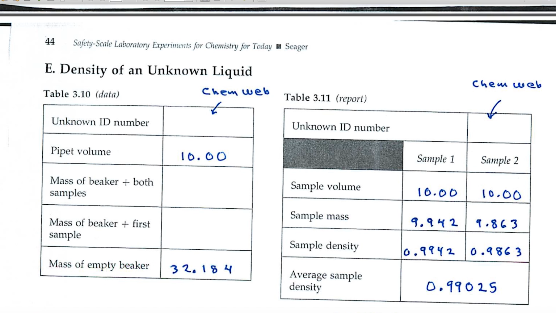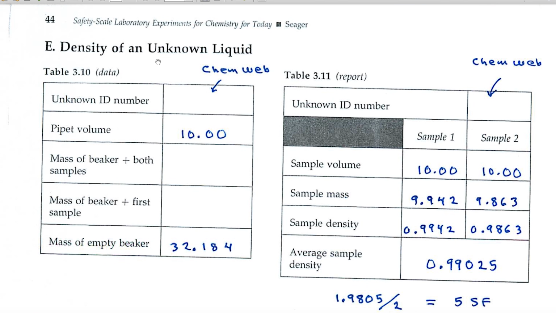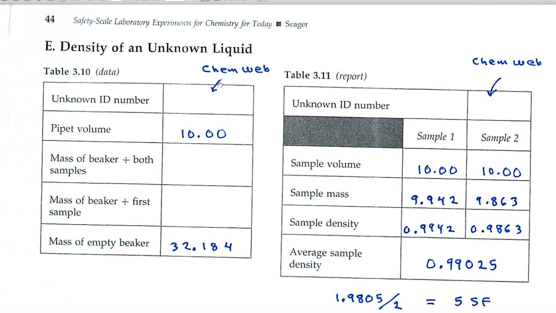Part E, the density of an unknown liquid. When you have an unknown, the experiment will always ask for an unknown number. And remember that you get that when you enter ChemWeb. It'll say that your student laboratory ID is such and such, and it'll give you a 4-digit number. That number goes right here. We have 6 versions of the lab experiments, and so your number may be different than a friend's, so make sure that you use your own data when you're doing the experiments.